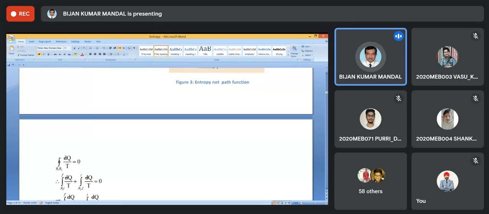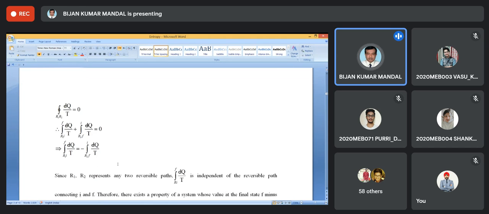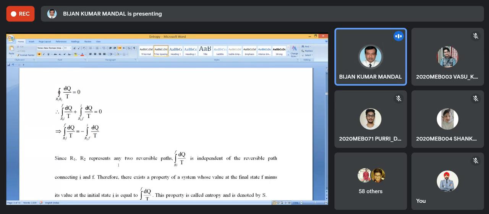Now we have written symbolically that dQ by T is equal to 0 for the entire process, which is the cyclic integral. Because there are only two processes, we have broken it into two: dQ by T from I to F following path R1, plus dQ by T coming back from F to I following path R2, is equal to 0. If you take this to the right hand side, it will be a minus sign. And since R1 and R2 represent any two reversible paths, this integration from I to F is independent of the reversible path connecting them.